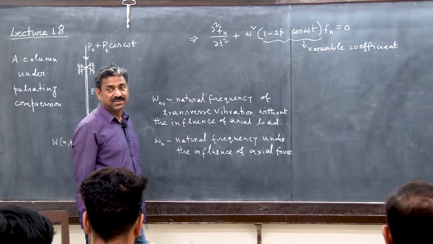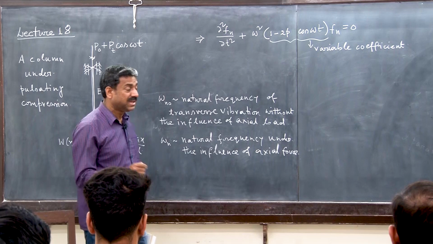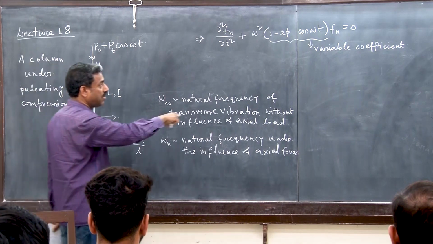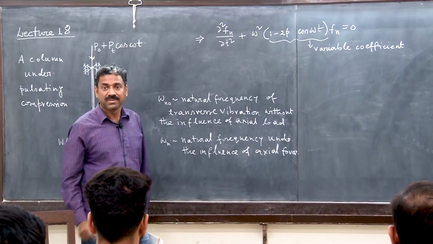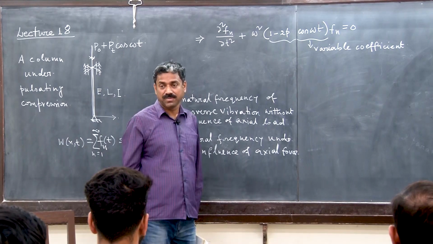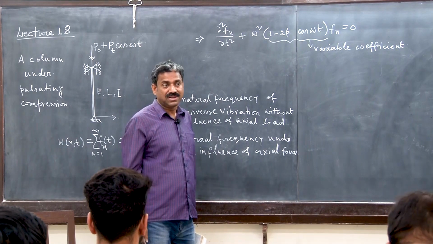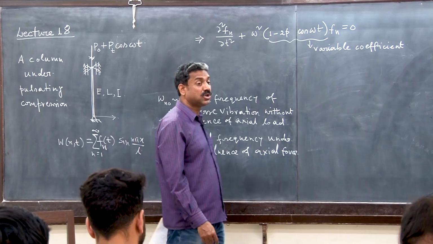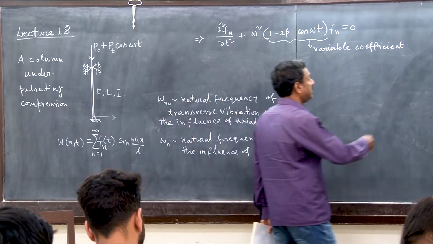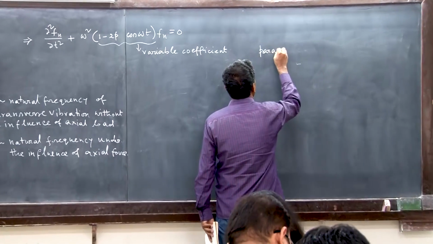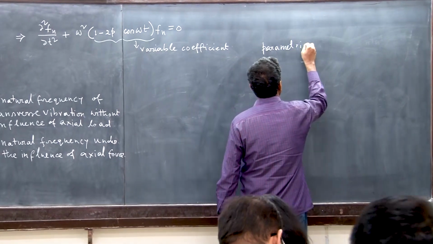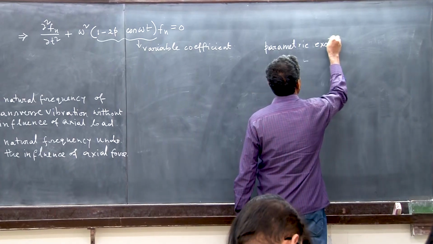Do you see that? So the magnitude of loading, this PT in the form of a normalized parameter small p, becomes a parameter of the system. That's why this kind of equation is called a parametric equation. You understand that? And the excitation is called parametric excitation.